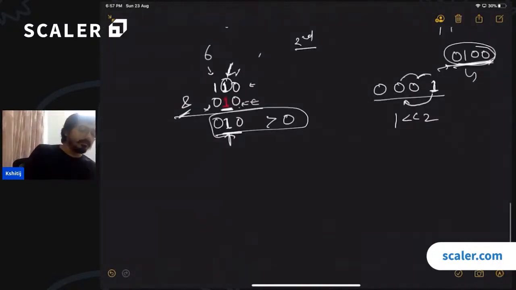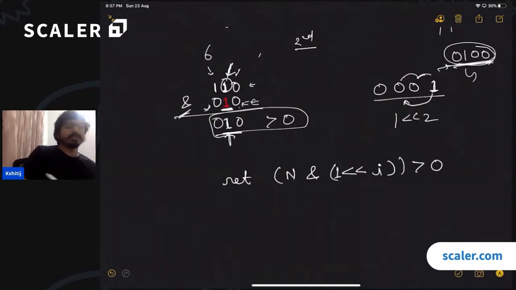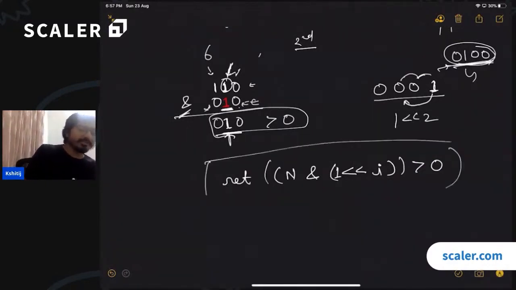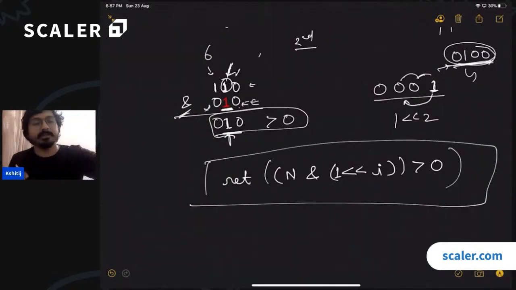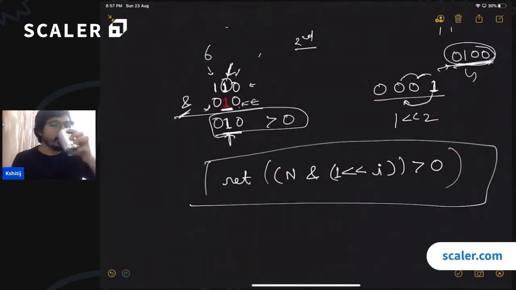So what will be the final equation? You will just have to return the bitwise AND of your number with 1 left shifted by i bits. If this is greater than 0, then you return true, else you return false. This is how you can check whether the ith bit in your number is set or not.